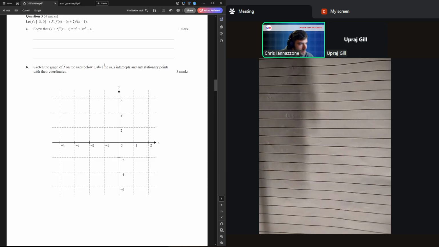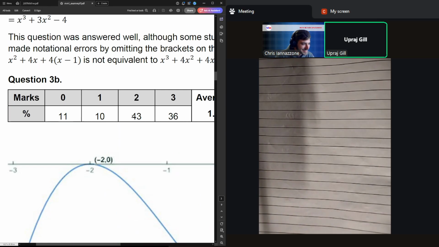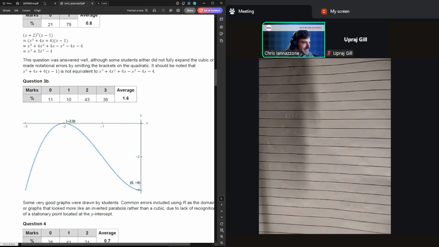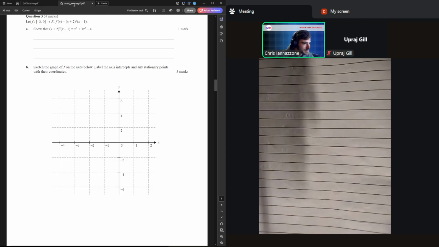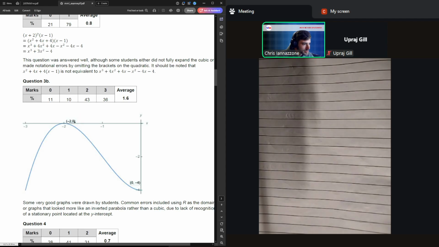Sketching the graph. I guess just let me know when you've sketched that and we can compare to what's in the answers. Done. Brilliant. Okay, so key features required: axes, intercepts, stationary points. The stationary point was already on the x-axis anyway, so I can imagine that would be quite quick. You got that shape? Yeah, easy.